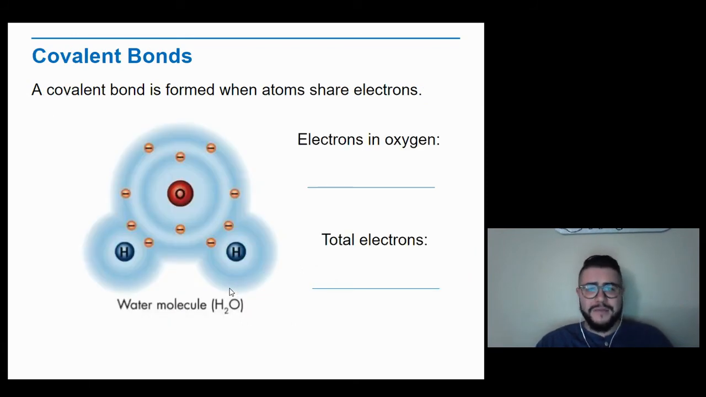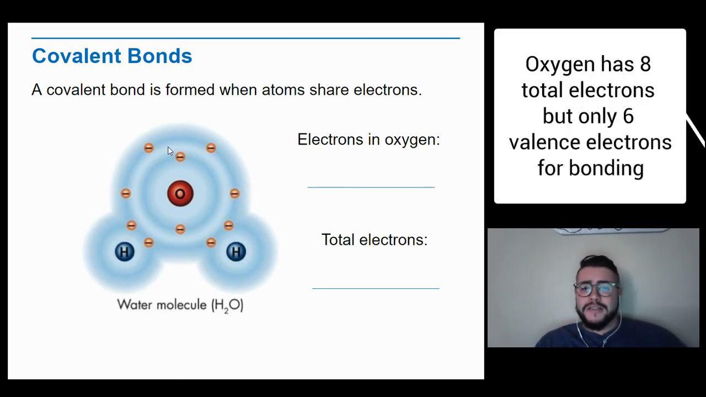That's different than a covalent bond. A covalent bond forms when elements, instead of donating electrons and becoming ions, share electrons. So this is oxygen. Oxygen in its outer shell has 6 valence electrons. It's hard to see, but I'll point them out. So here's 1, 2, 3, 4, 5, 6. These 2 right here are from hydrogen. And these 2 in the middle don't count. That's the inner shell.